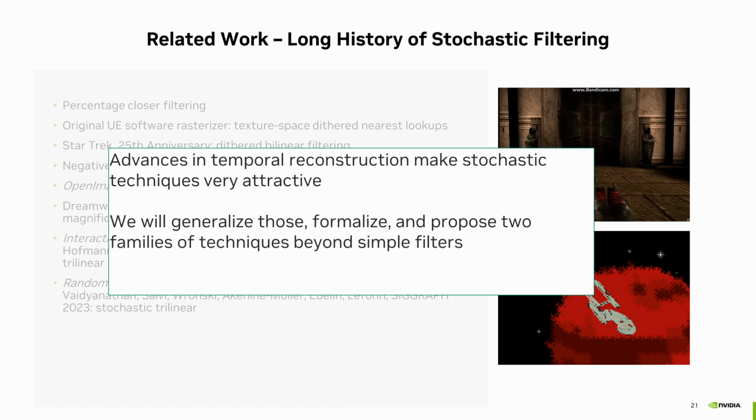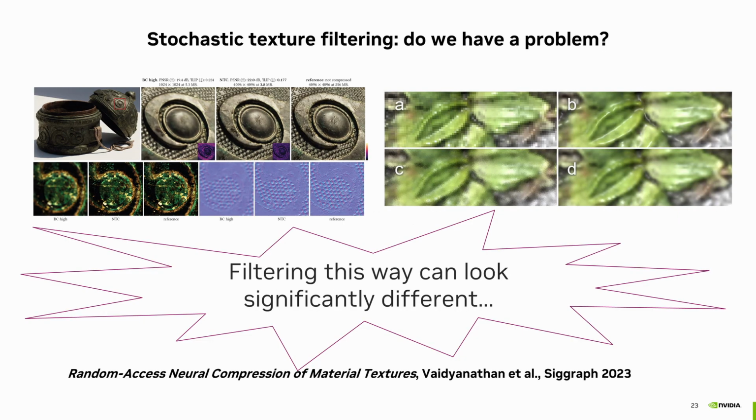In this work, we generalize and formalize those prior approaches and propose 2 families of techniques beyond those simple filters. But we have a more important problem to solve first. Namely, visual results can look significantly different. The inset D of hardware bilinear filtering differs significantly compared to inset D with stochastic texture filtering.